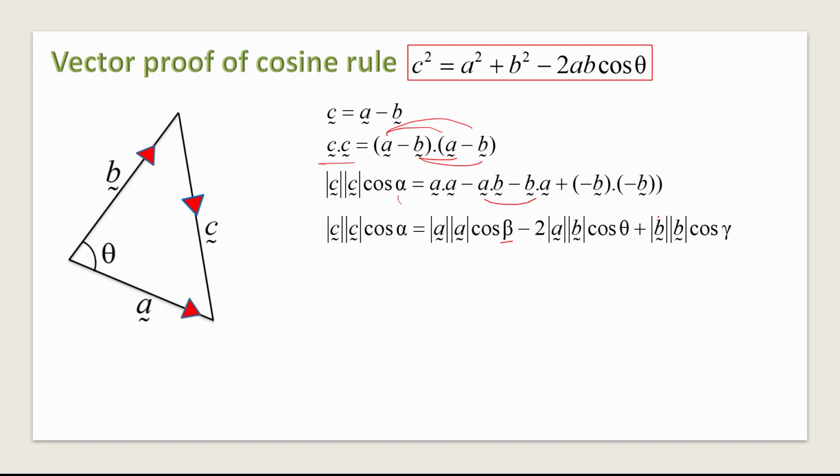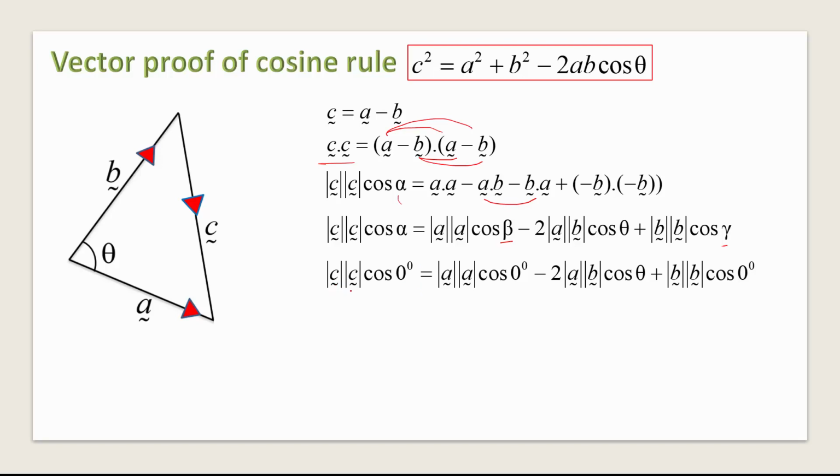Theta is given in the diagram. And finally, at the end, negative B times negative B is positive, and B dot B, by our definition, is magnitude of B times magnitude of B times the cosine of the angle between them, which we're calling gamma. On the left side, vector C, we have two vectors here, C and C, same vector, which means the angle between them is zero. So we can put zero for alpha. And similarly, the angle between vector A and A is zero. And at the end, the angle between B and B is zero.